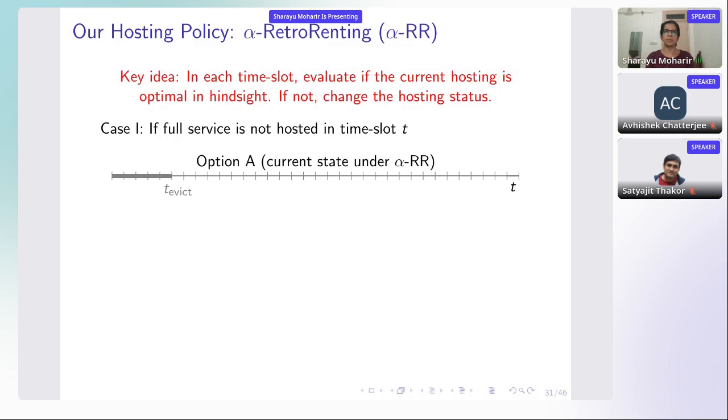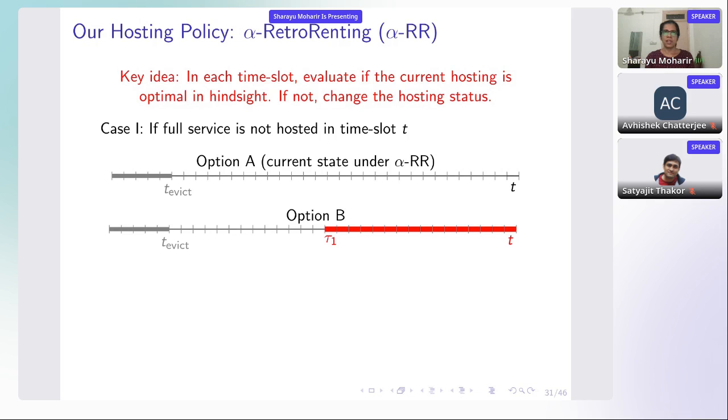So for example, consider a case where the service is evicted from the edge at time t_evict and not fetched after that up to time t. So this gray portion on the time axis indicates that the service was hosted either partially or completely in that time duration. So we'll call this option A. This is what alpha RR did in this time frame.